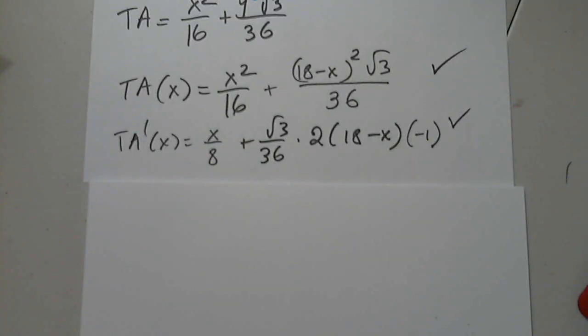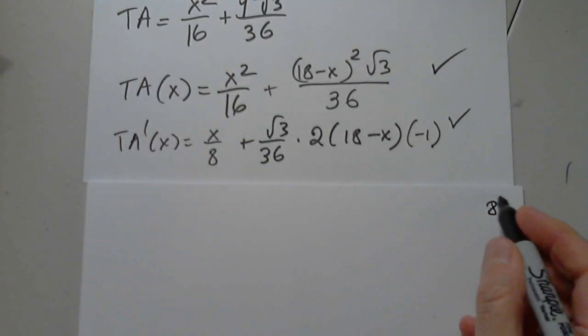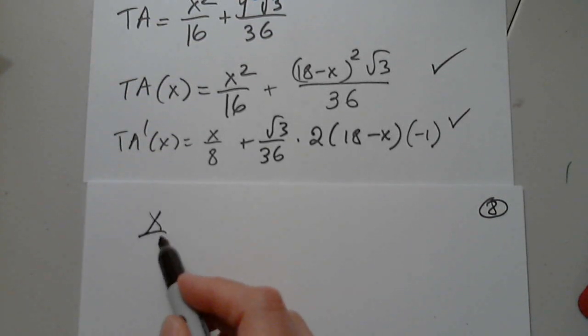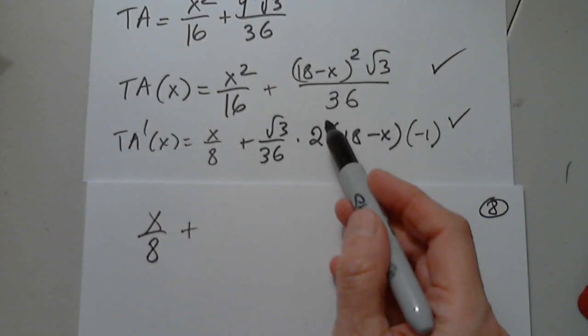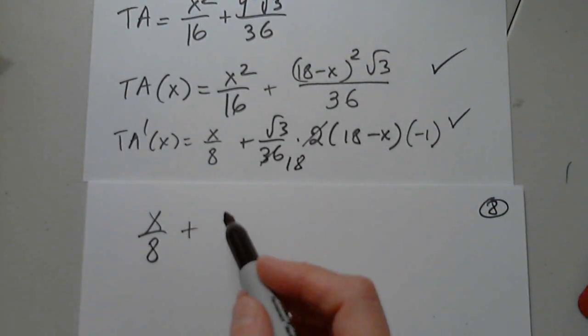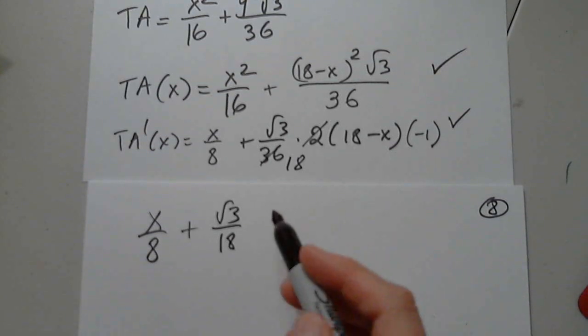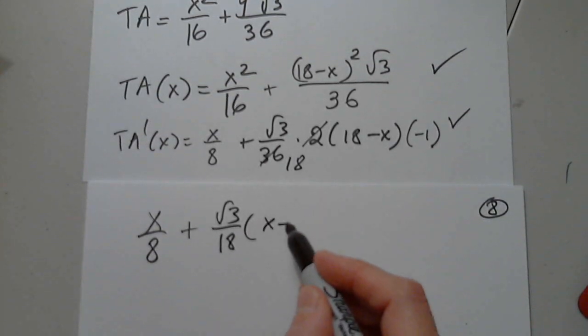Numbers. My goodness. Let's see what we do here. So we have x over 8 plus the square root of 3 over 18 times x minus 18.